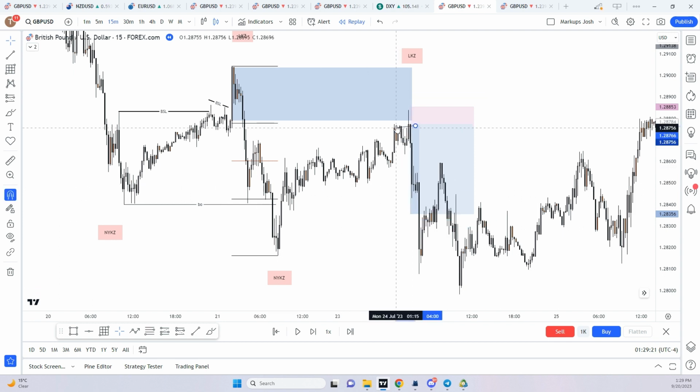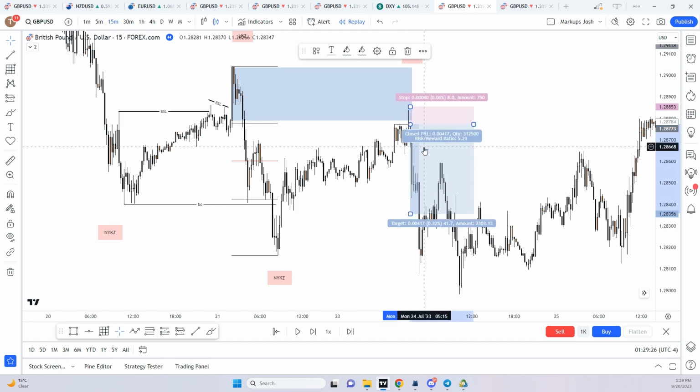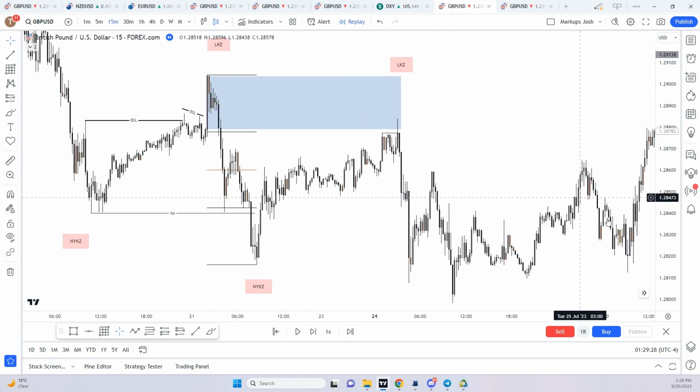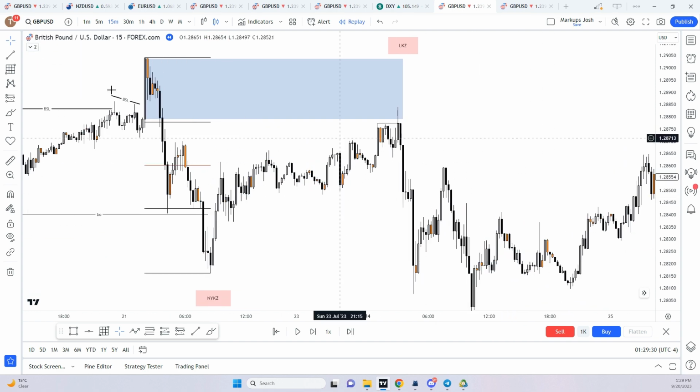Why has this line moved here? This should be up here. And the other entry that you could play is more of a confirmation entry, I will say.